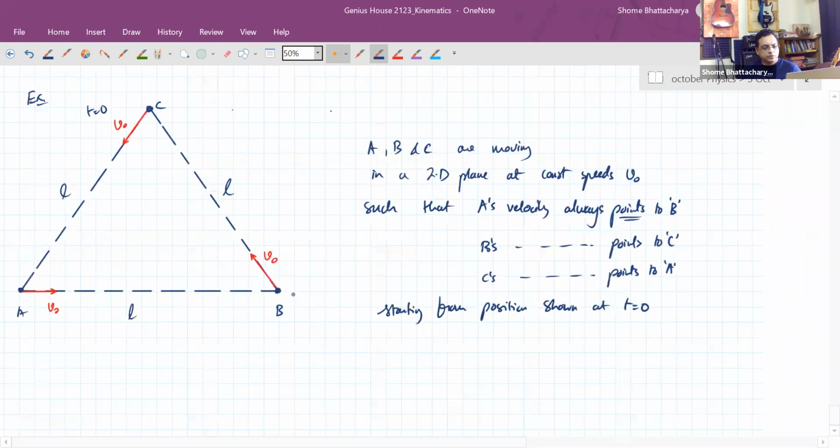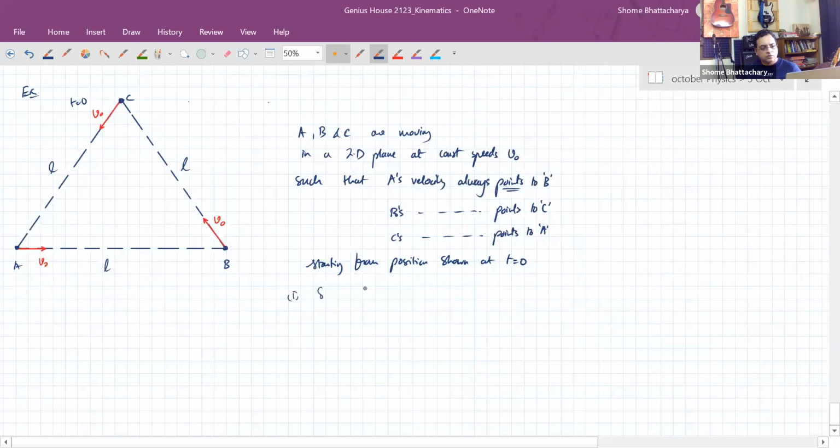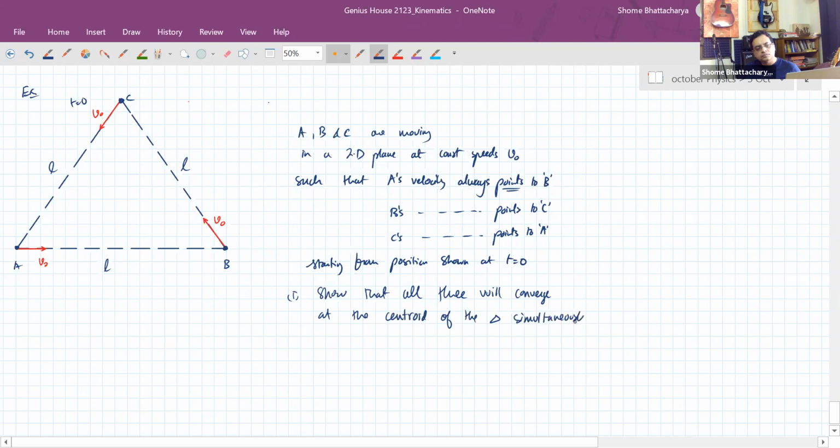So first of all, we have to show that all three will converge at the centroid of the triangle simultaneously. And we have to find the time taken for them to converge. So let's not be in a hurry about how to calculate this time. Let's try to visualize the problem first.